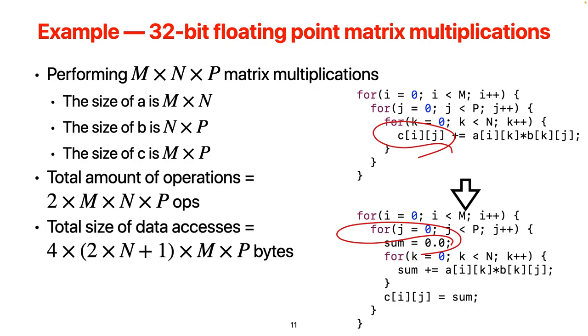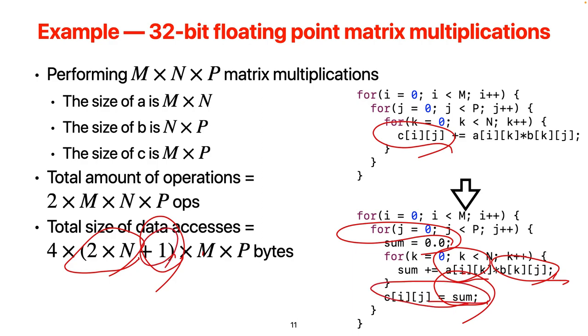Right, here's the thing. First of all, if you check the code, we have 2 here, and then why we plus 1? Because we have 1 here. And then you have 2 inside, so this 2 will be timed with n. And every 2n, you have this access for 1. Agree? And then the outer loop has m and p. So that's the total amount of bytes times 4, because 4 is for 32-bit floating point numbers. Agree? Total number of bytes.